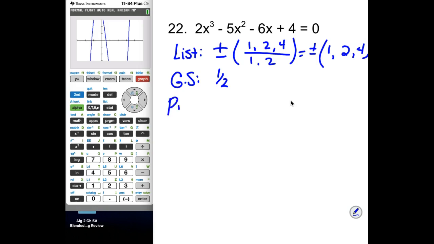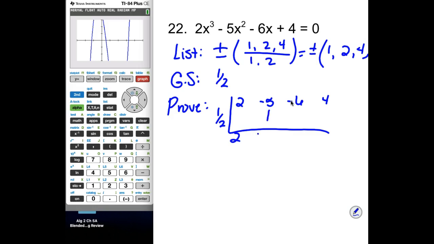I can still prove the 1/2 and then go from there. So my coefficients are 2, -5, -6, and 4. I'm going to go through with the 1/2. We bring down our 2. What's half of 2?